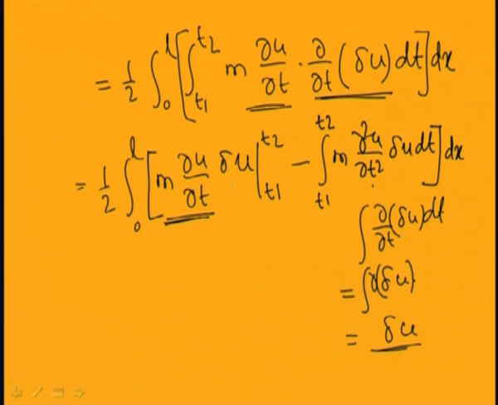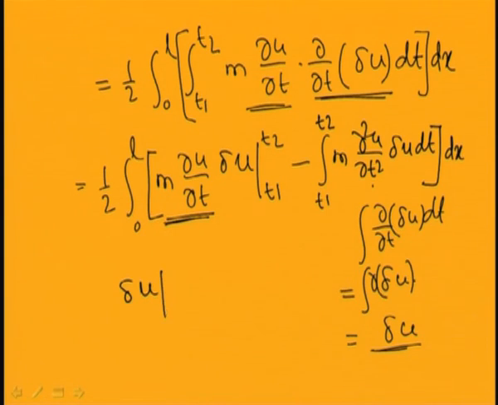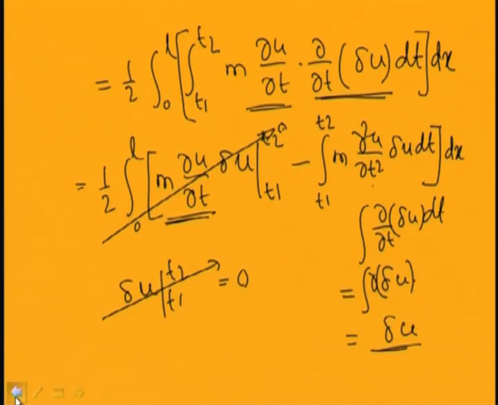And already I told you that the variation of the generalized coordinate del q at T1 and T2 is equal to 0. So in this case del u at T1 and T2 becomes 0. So del u at T2 becomes 0 and del u at T1 becomes 0. So this first term becomes 0. So now the first term I can write equal to minus integration 0 to L.